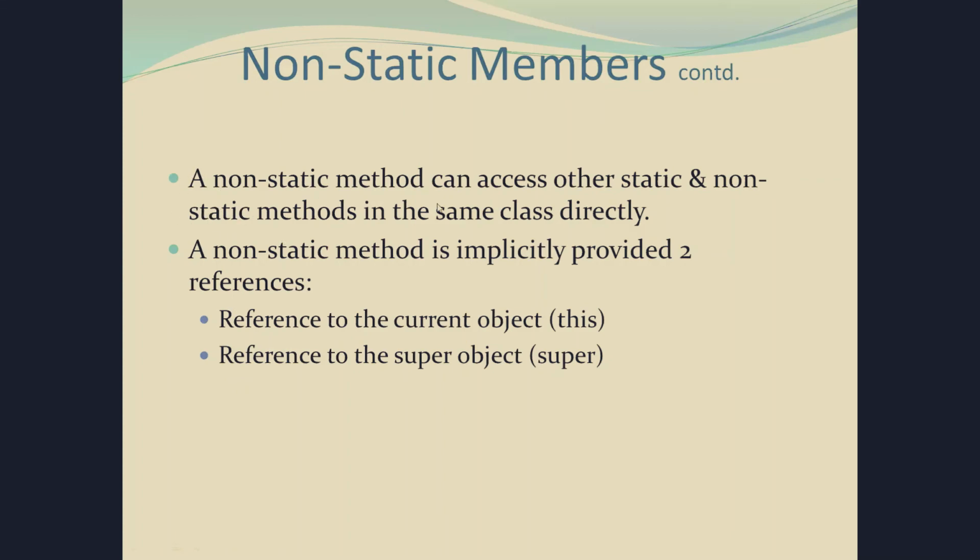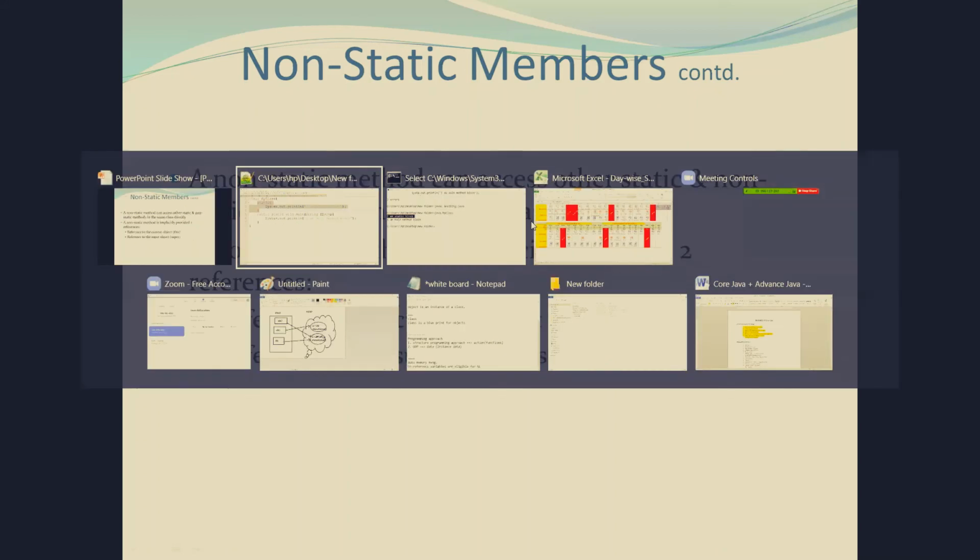A non-static method can access other static and non-static methods in the same class directly. So if you have a non-static method, it can access static or non-static methods or data members directly in the same class. What it means in code, we'll see, here.